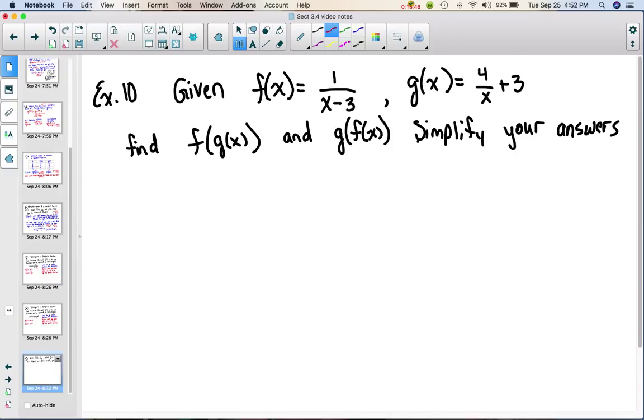Last problem, you'll be happy to hear that. Of course, you might not like it when you see the functions. Given f of x equals 1 over x minus 3 and g of x equals 4 over x plus 3, find the composition of functions, and we're going to go both ways. So we're going to start with f of g of x.